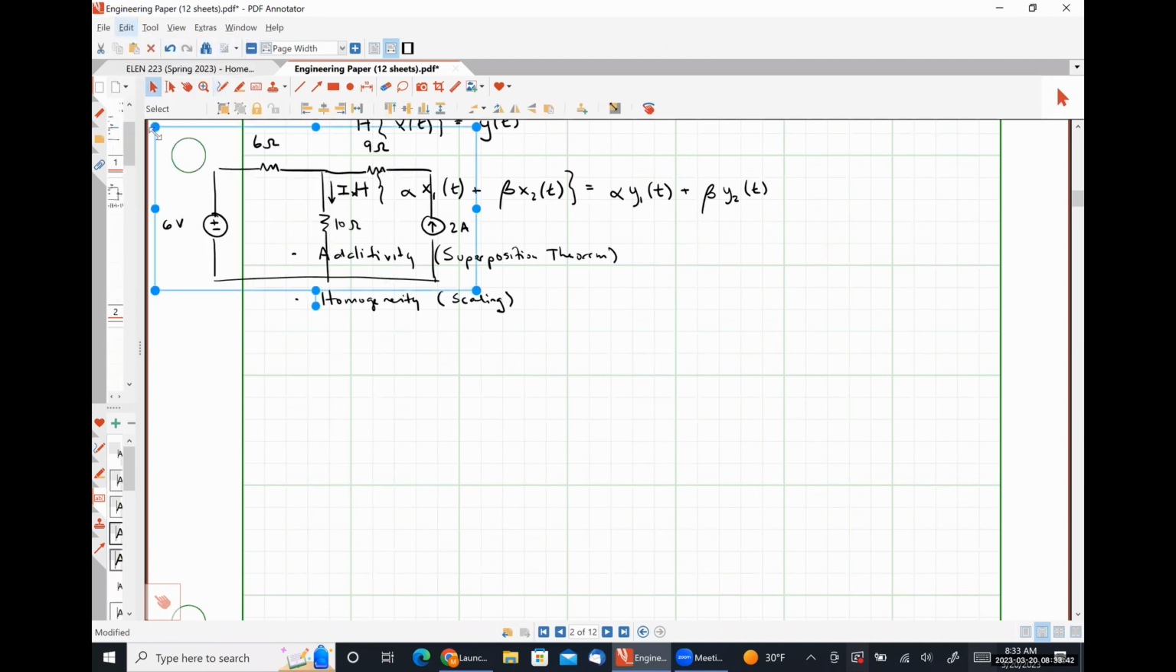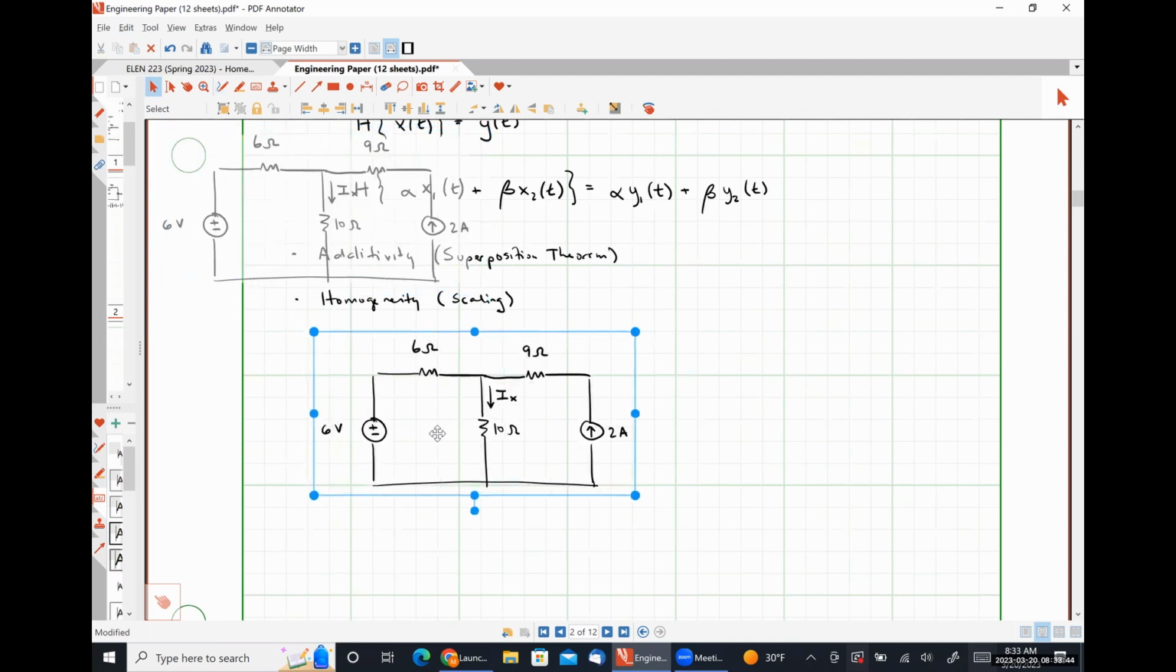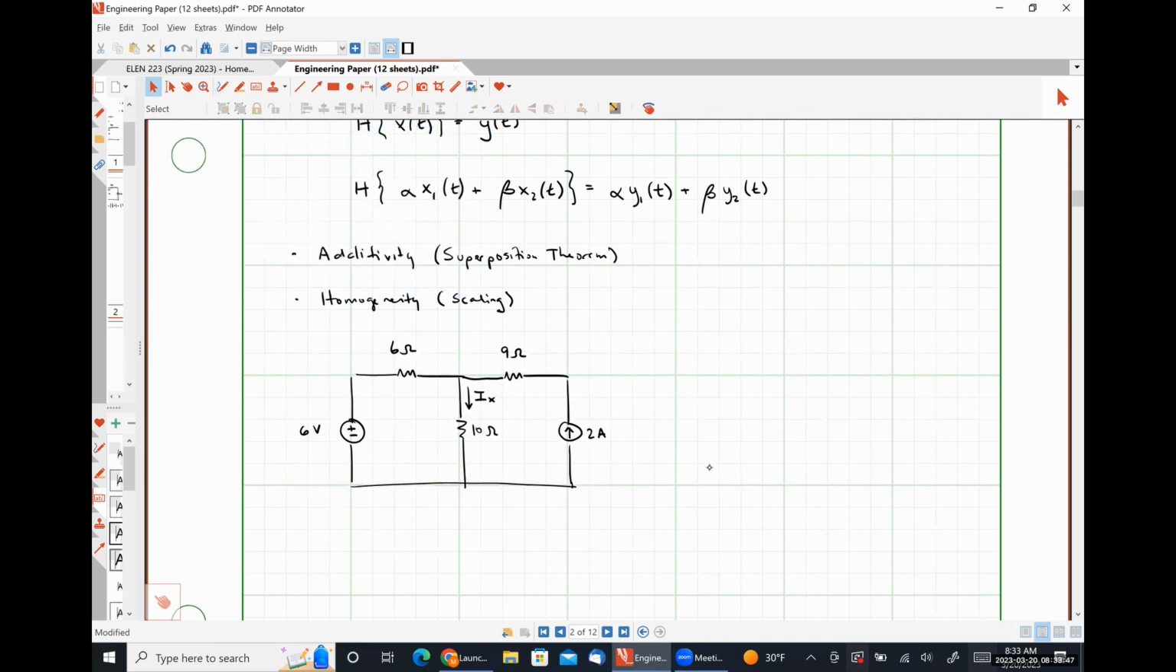I'm going to take that same circuit, and to make our life easy, let's scale both of these inputs by the same factor, okay? So let's scale my voltage by a factor of 2. So instead of having 6 volts, I'll have 12 volts. And instead of having 2 amps, I will have 2 amps scaled by a factor of 2, which is 4 amps.